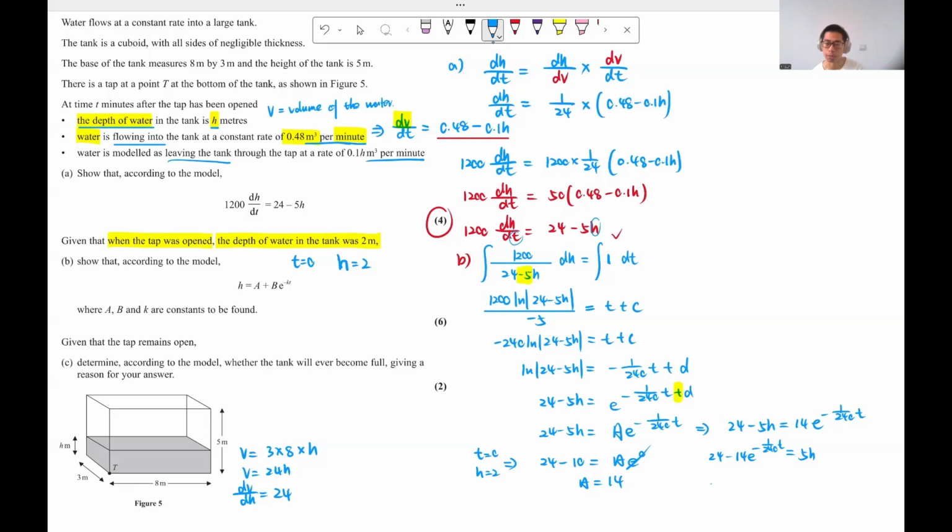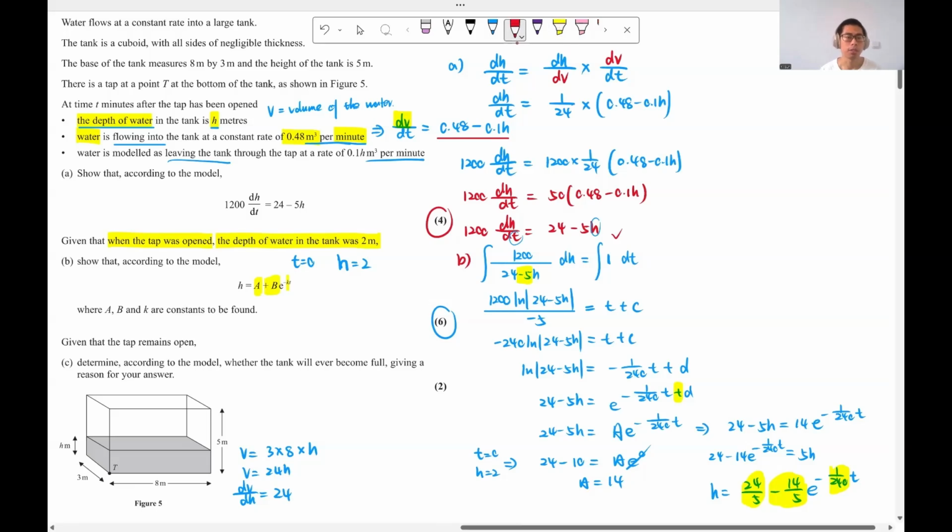Then plus 5h for both sides, and then minus 14 e to the power negative 1 over 240t for both sides. So h is just equal to 24 over 5 minus 14 over 5 e to the power negative 1 over 240t. So that would be the final answer for part B. In this case, a would be 24 over 5, b would be negative 14 over 5, and this little k here would be 1 over 240.